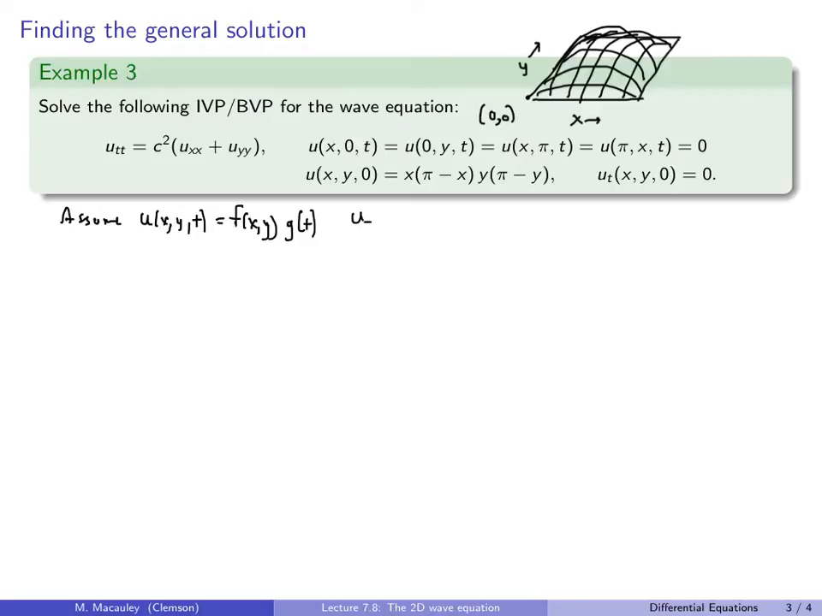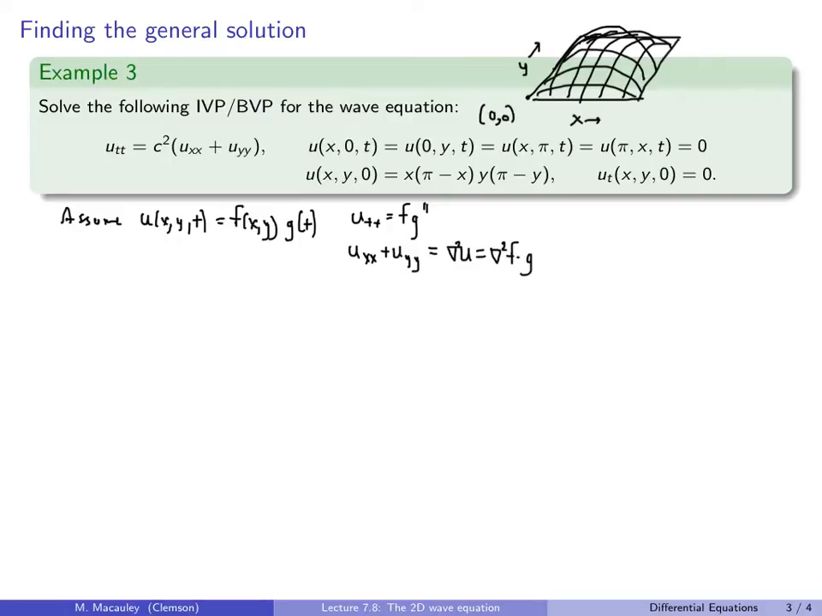So U_tt equals F times G double prime. U_xx plus U_yy, I'm going to write that as the Laplacian of U, which is the Laplacian of F times G. Okay? And now we have these 4 boundary conditions.